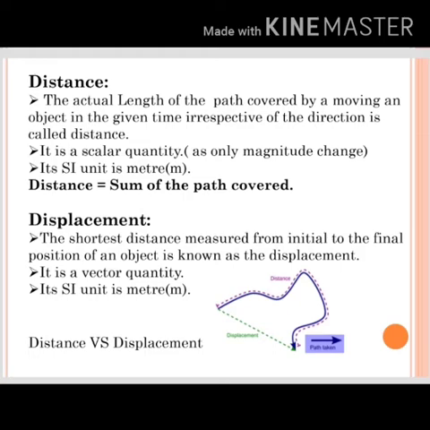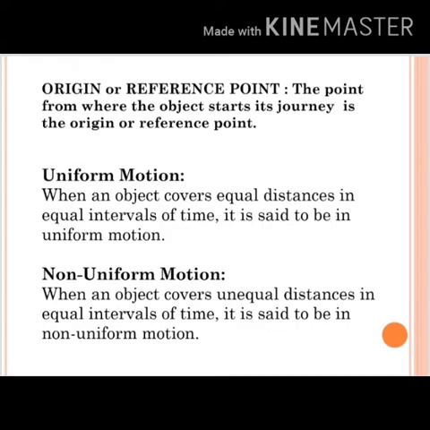The next topic is origin, the point from where the object moves. In the example I gave, I start from my home, so my home is the origin, the initial point, and the final point is the school. That is the final position. When you're talking about displacement, sign convention takes place. If you are moving towards your right direction, it is positive, and if you are moving towards the left direction, it is negative.